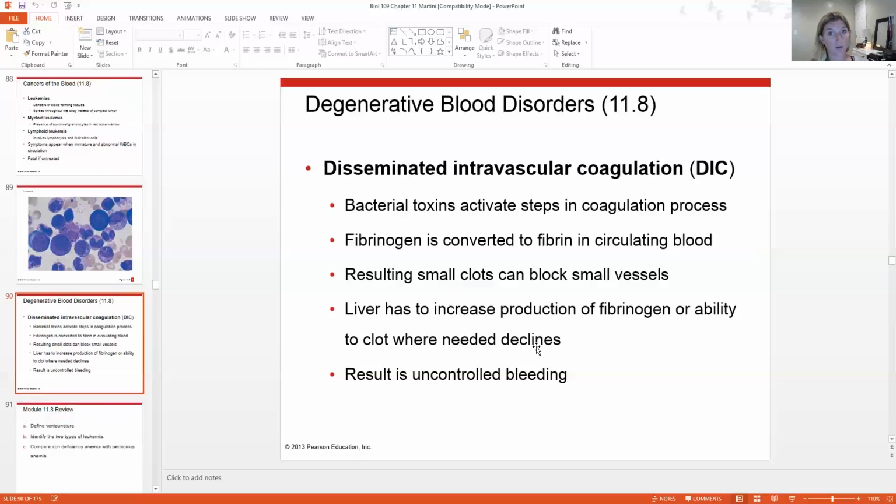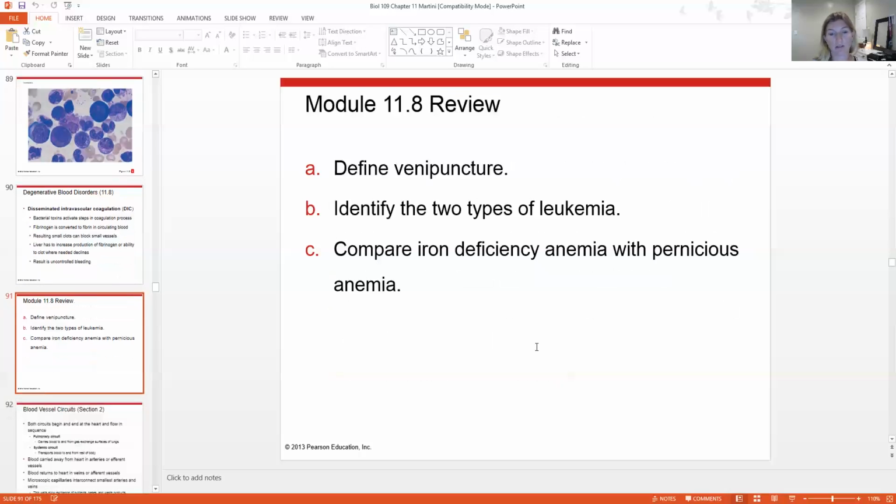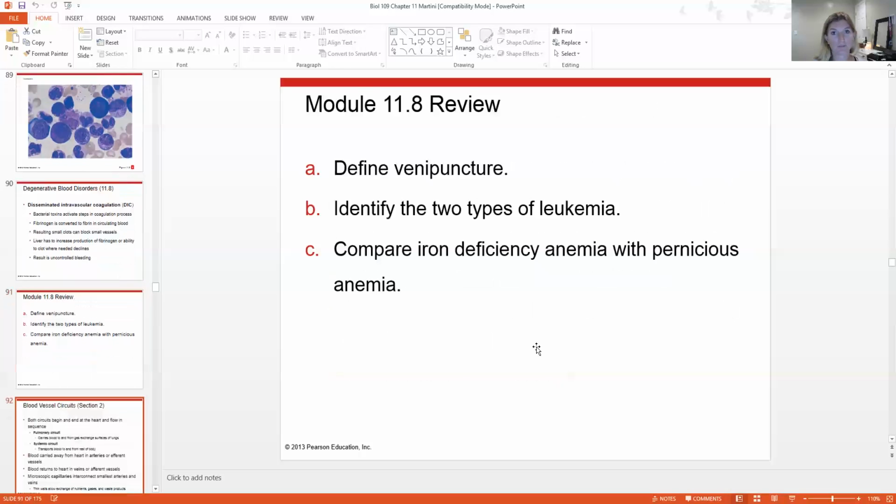Small clots can float around, block blood vessels, and the result is ultimately uncontrolled bleeding because your liver is increasing its fibrinogen secretion, and there's nowhere for it to go. So it's very dangerous. You can pause the video here, go back, and answer these 3 questions.